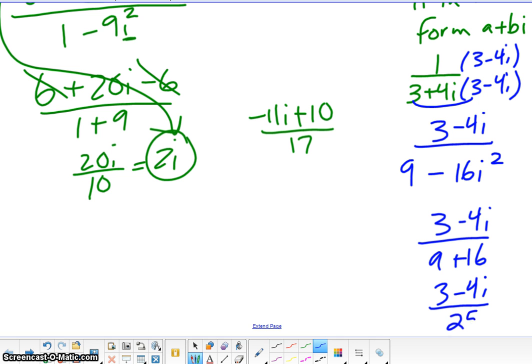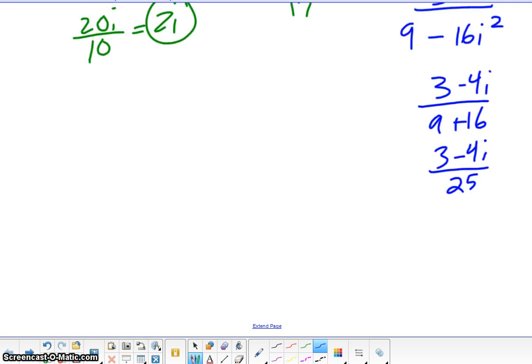Now it does say leave in this form, a plus bi, and it's not in that form right now. So what that means is the 25 can go underneath each one of them in the problem. And even better yet, let's write this last one, 4/25 i, because now you know what a is, and then you know what b is, the negative 4 over 25.